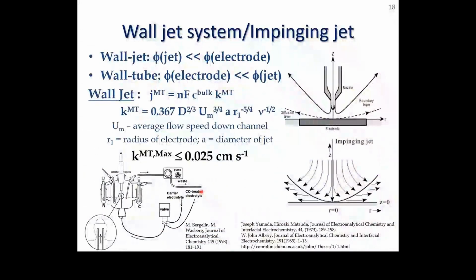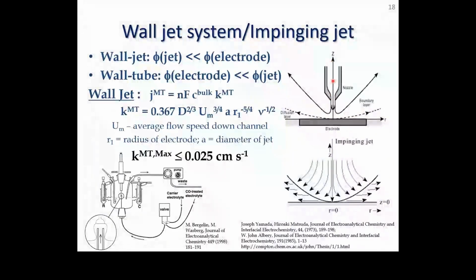The next approach is what's called the wall jet system, or the impinging jet system. Whether it's a wall jet or a wall tube system depends upon the relative diameters. So the idea here now is that for the rotating disc electrode, we rotated the electrode, and that acted as a pump, sucking electrolyte towards the electrode.